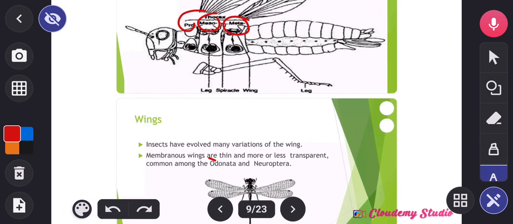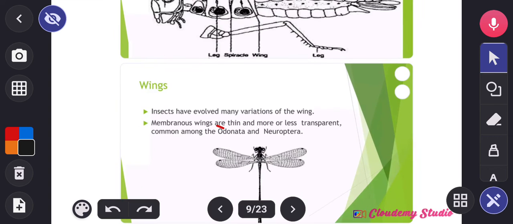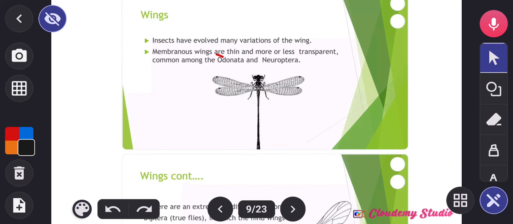Now, on the thorax itself, the thorax bears a specialized organ called the wings that is mostly used for flight by insects, and it is mostly found in the Pterygota, which are the flying or winged insects. Now, insects have evolved many variations of wings. We have the membranous wing, which is thin and more transparent, and it is common among Odonata, like the dragonfly that you are seeing here, and Neuroptera. You understand? It is found amongst them.